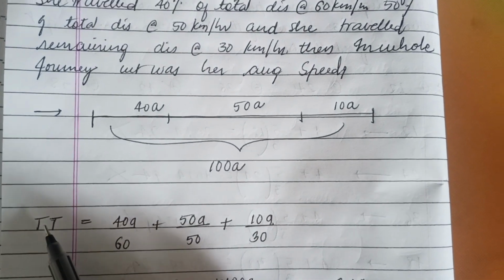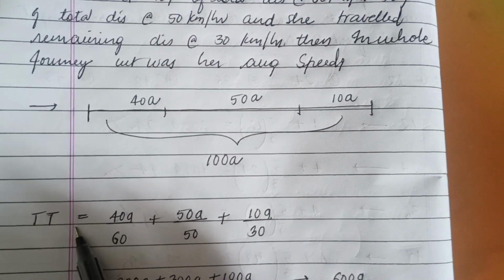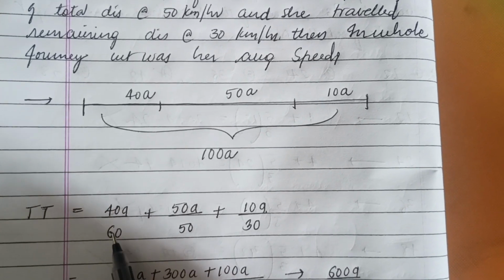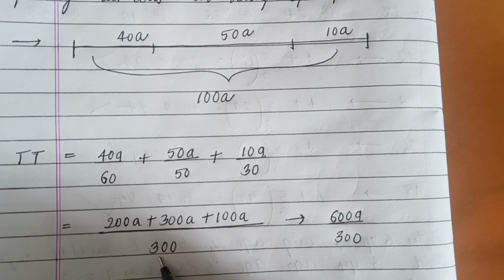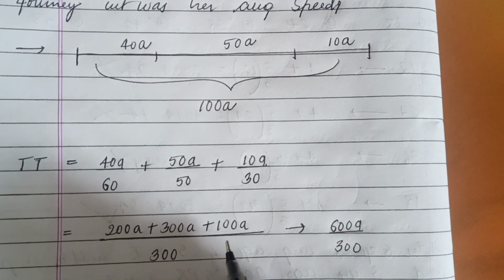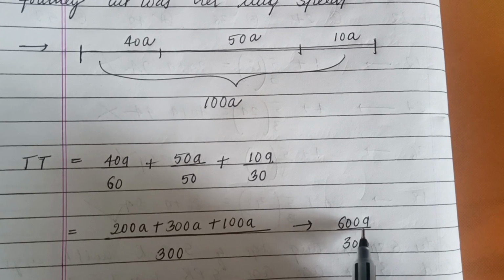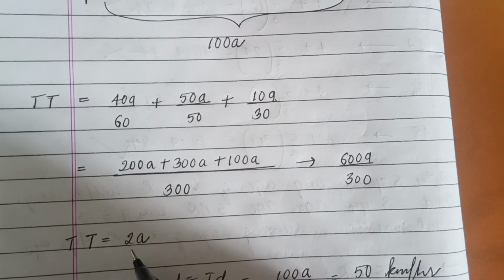And we know that if we do this, if we add all this, we will get the total time taken by her. Okay, so that is distance divided by speed will give you the total time. So after simplifying this, I will get 300 above 200A plus 300A plus 100A will give you 600A by 300. So the total time taken by her will be 2A.